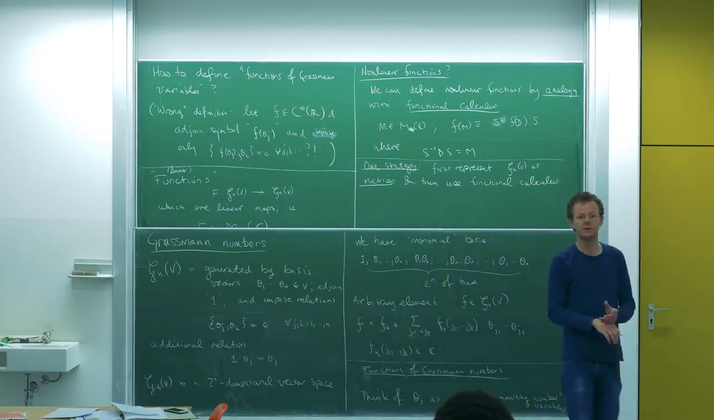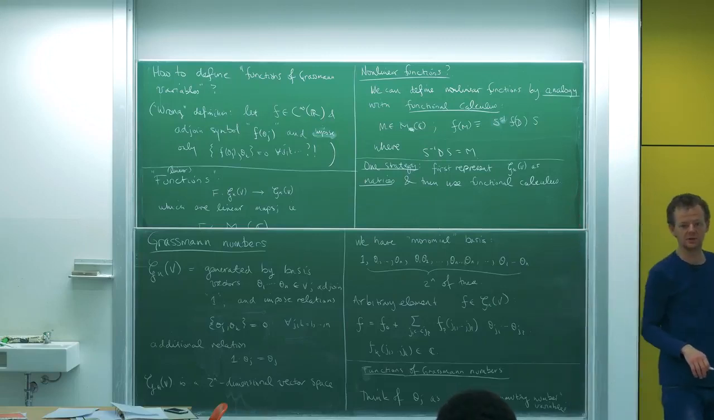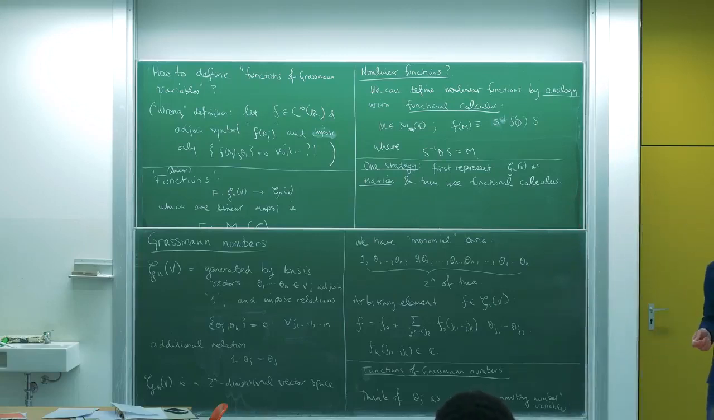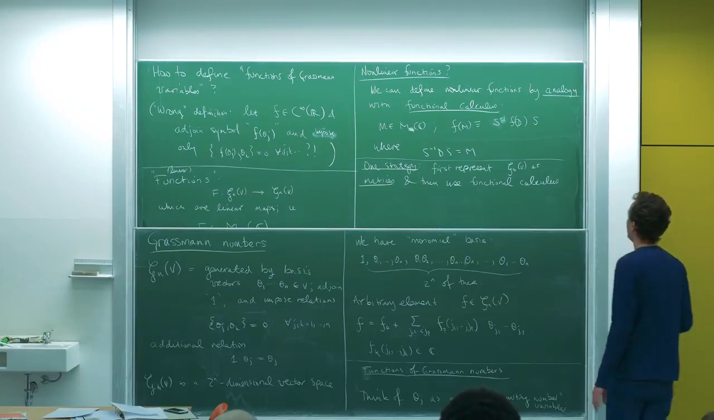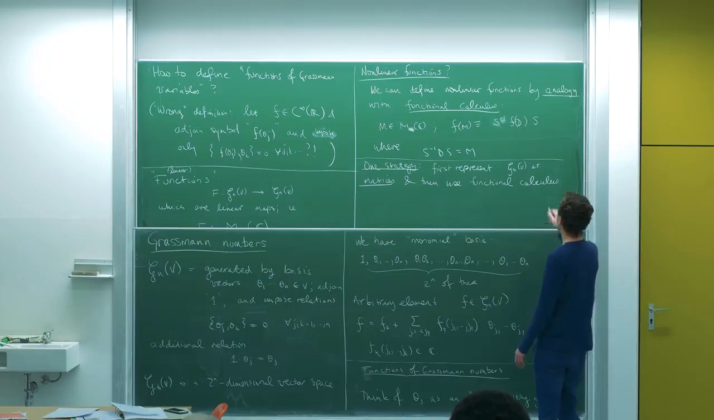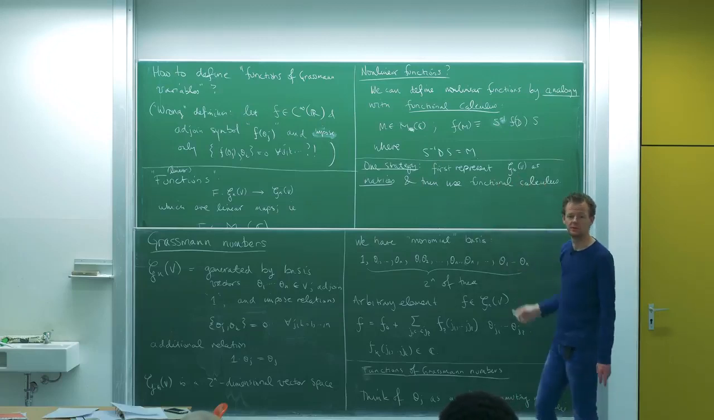One way you could think of defining functions of Grassmann numbers. Okay, it's slightly awkward because now we're working with a representation of an object rather than the object itself. In the end, we're going to just make a definition that works for the Grassmann numbers without reference to a representation. But for now, this is a good way to start to discover how to define these nonlinear functions.